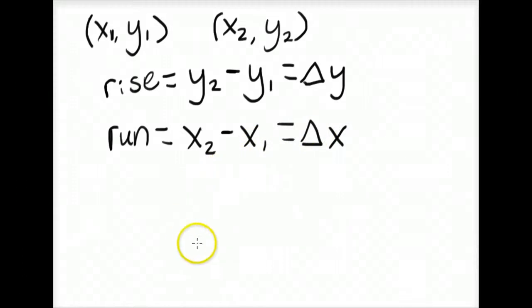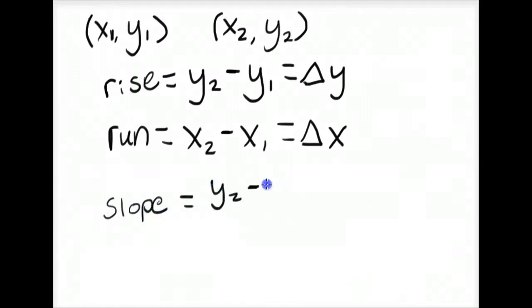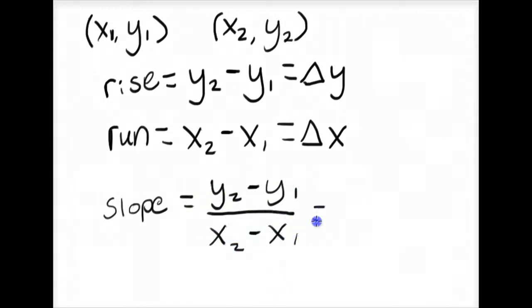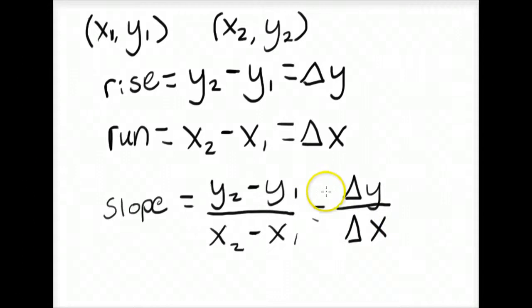So this leads us to the new slope formula. When we have these 2 points, x1, y1, and x2, y2, the slope is going to equal y2 minus y1 over x2 minus x1, which equals delta y over delta x, or the change in the vertical points over the change in the horizontal points.